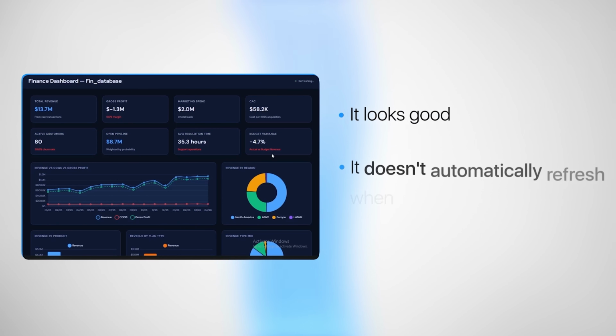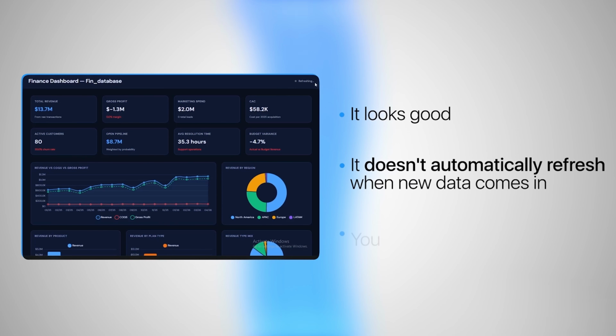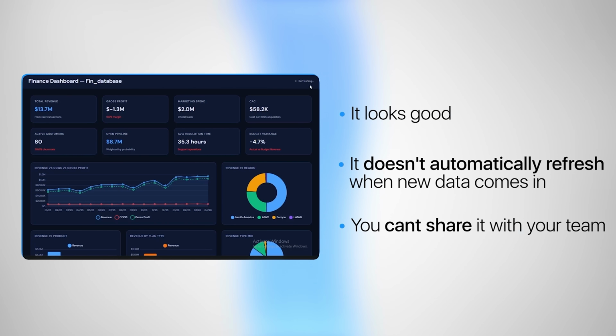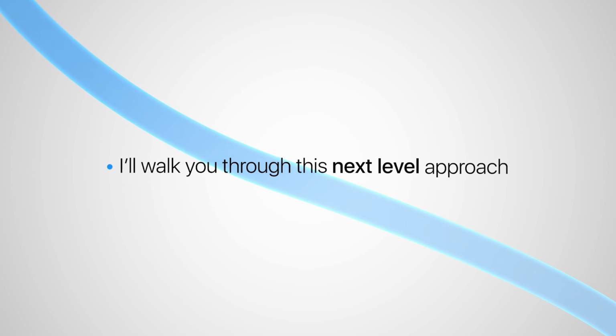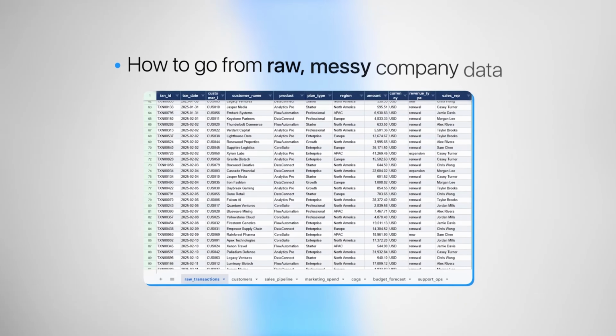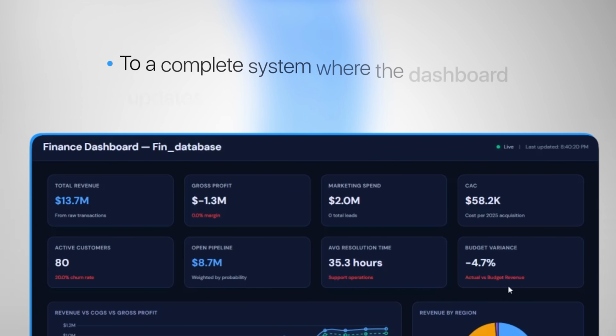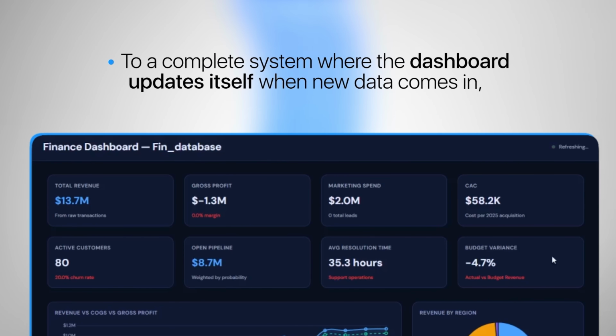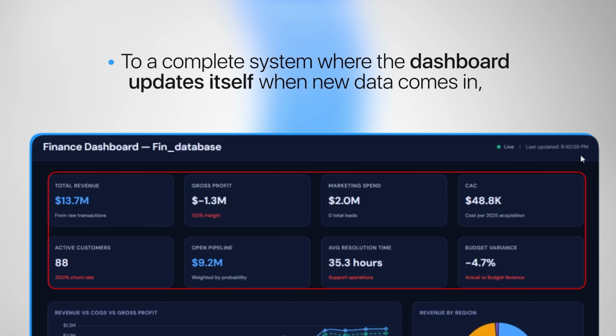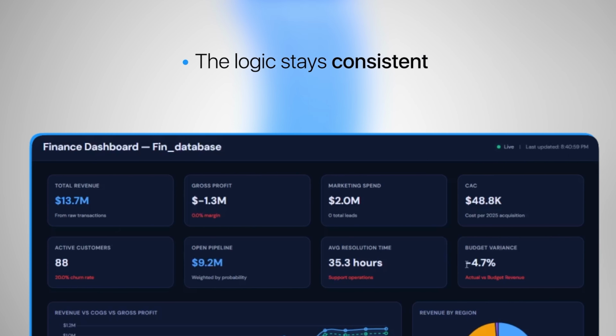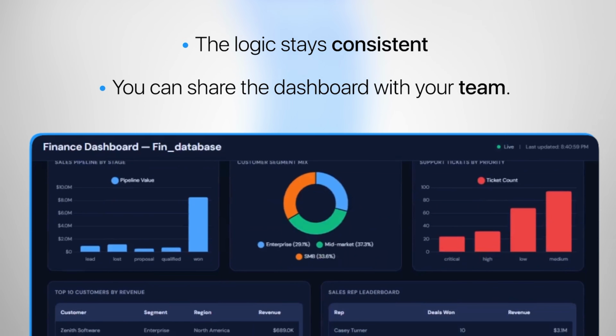But the problem is, it looks good, but it doesn't automatically refresh when new data comes in, and you can't really share it with your team very easily. So the file lives on your machine, nobody else can see it, and the moment your data updates, well, then the dashboard goes stale. Through this next level approach to how to get from raw, messy company data to a complete system where the dashboard updates itself when new data comes in, the logic stays consistent, and you can share the dashboard with your team.